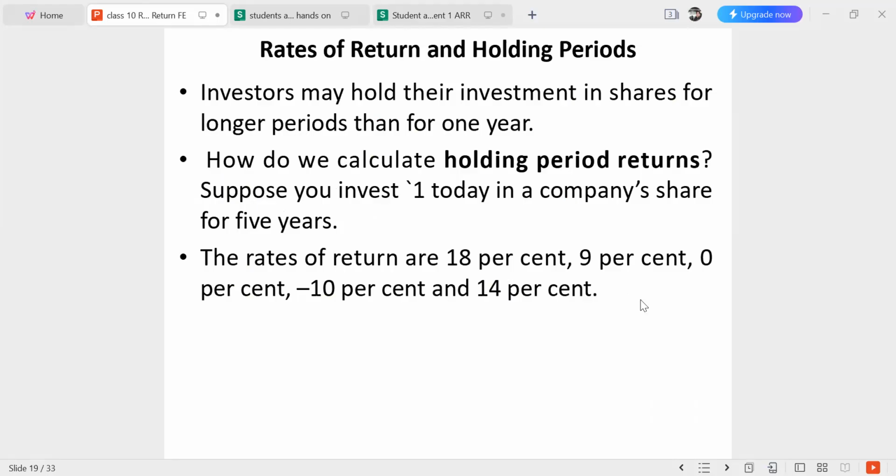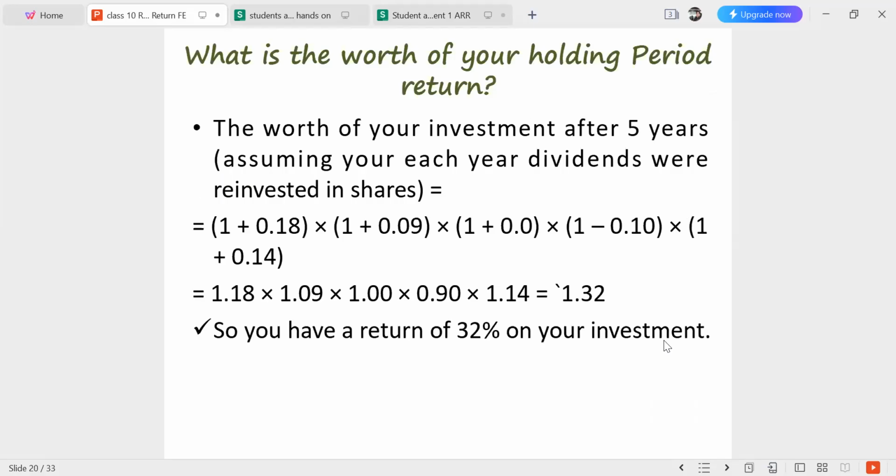Rate of return every year. Rate of return means what you just now calculated. Every year, you calculated the rate of return. Suppose your rate of return is 18%, 9%, 0%, minus 10, 14. These are for 5 years. So what we have to do is calculate the worth of your holding period.